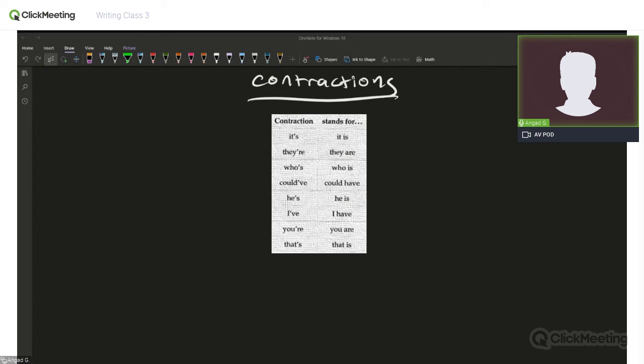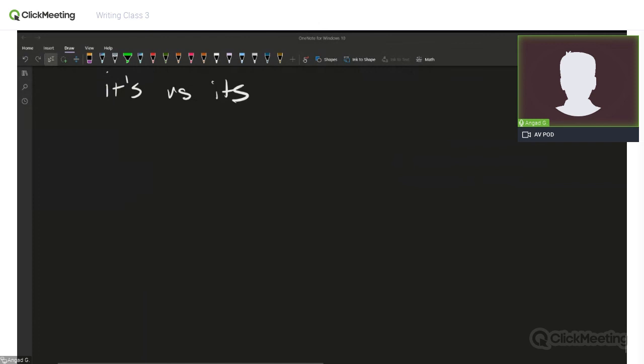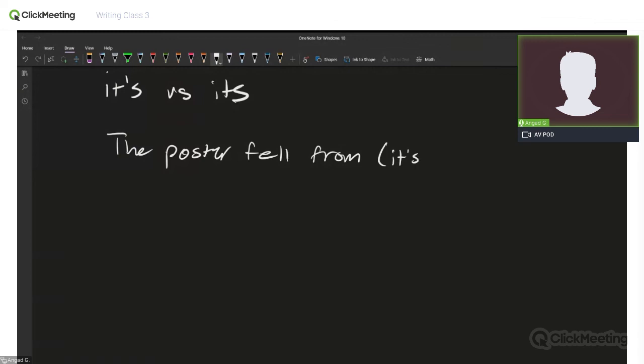And you have to know the differences between a few of these contractions versus possessives, which a few people mess up. So we'll go over them. The first one is it's versus its. Let's say we have the sentence, the poster fell from it's or its spot on the wall. Which one are you guys going to choose? It apostrophe s or its?